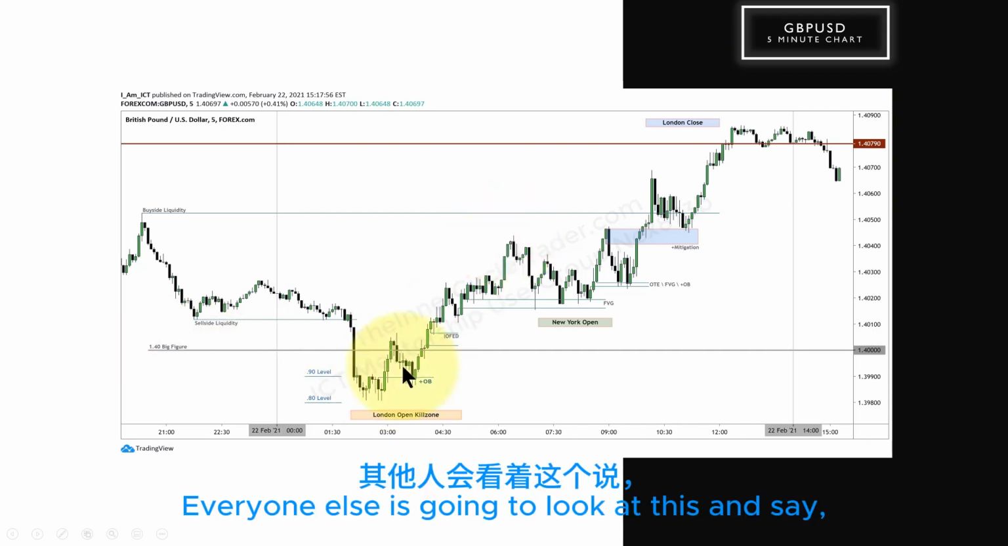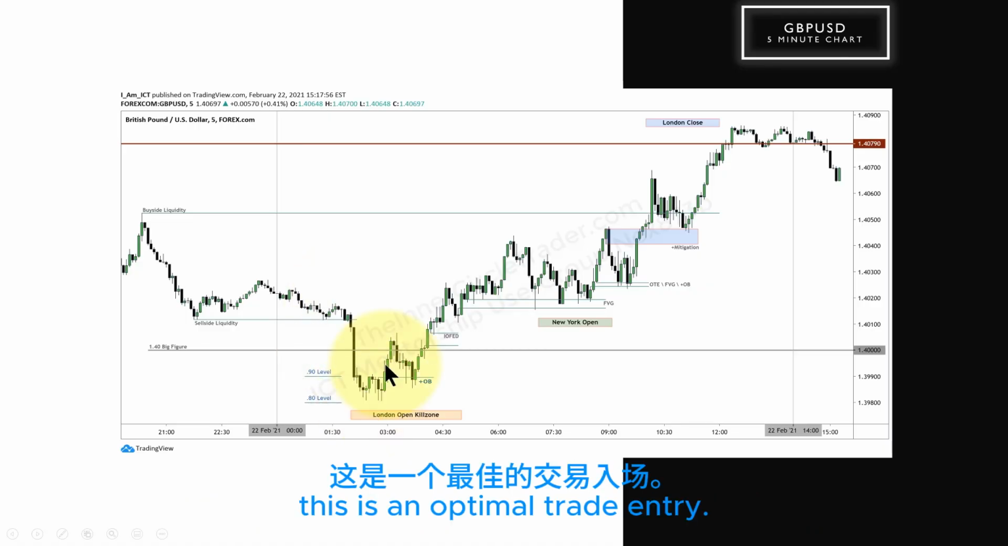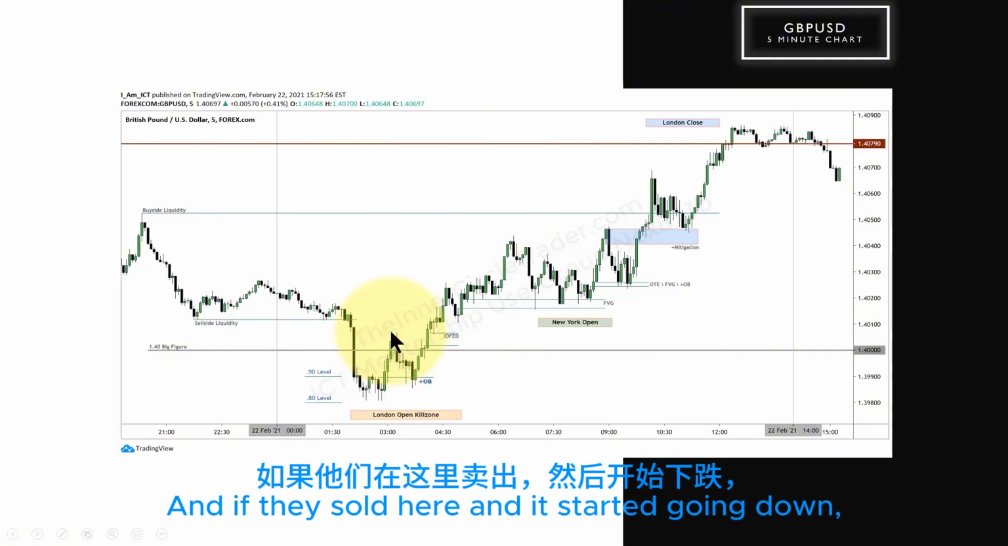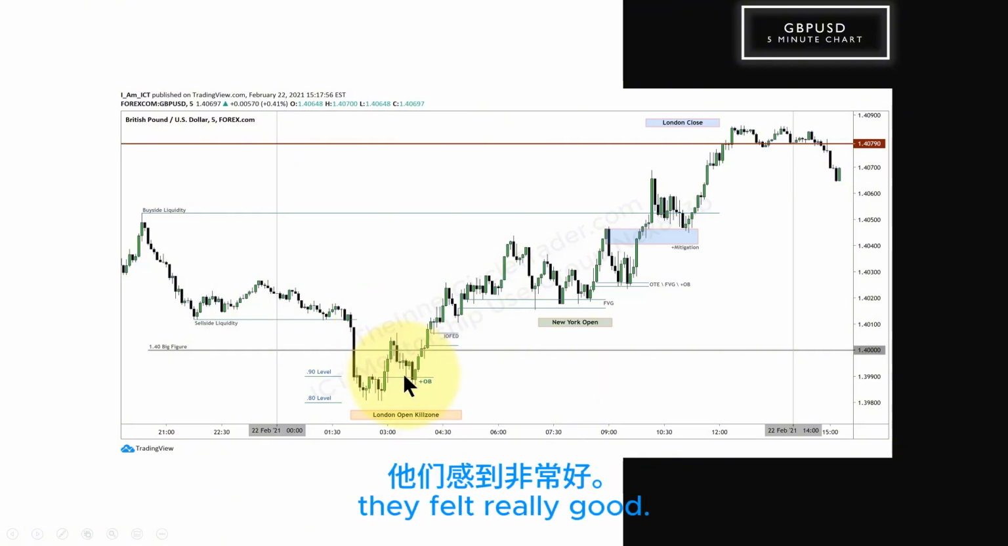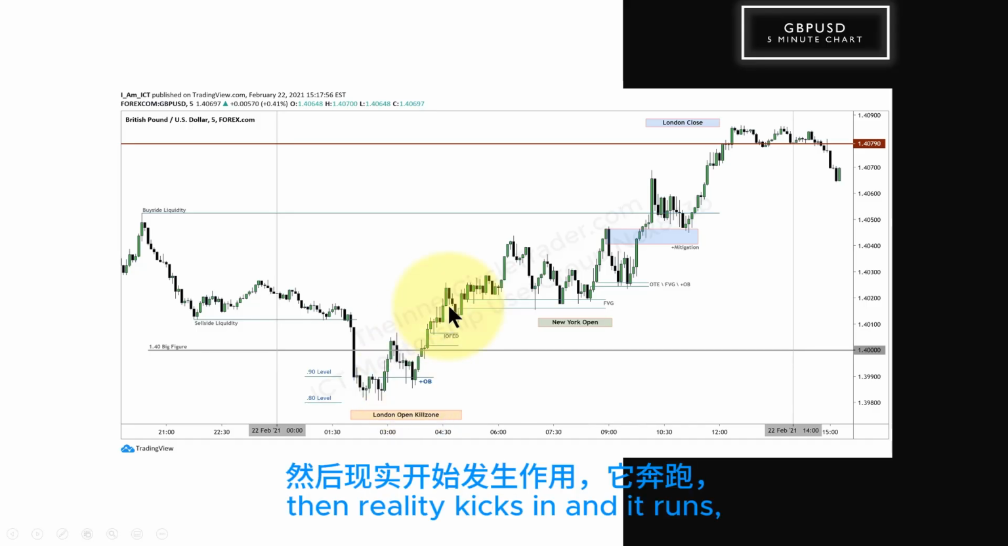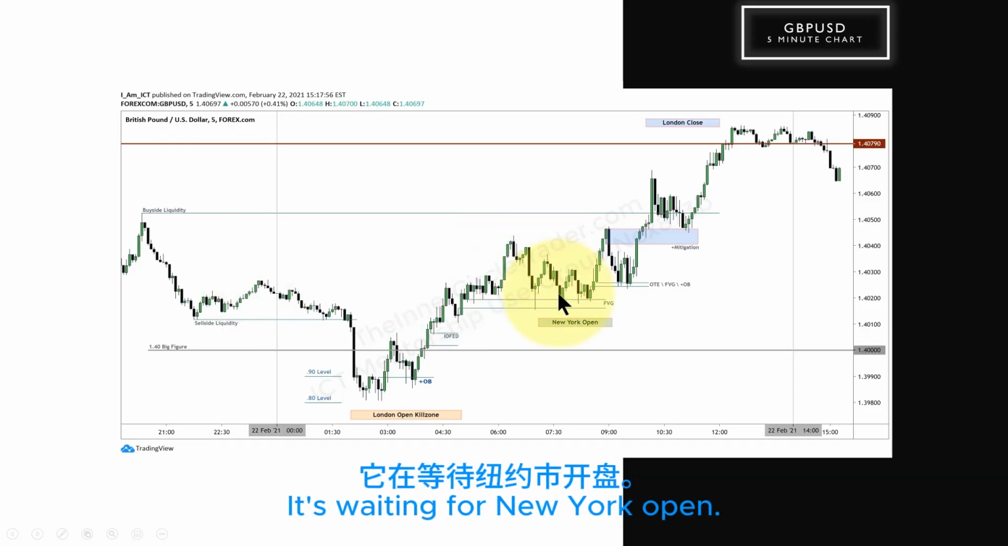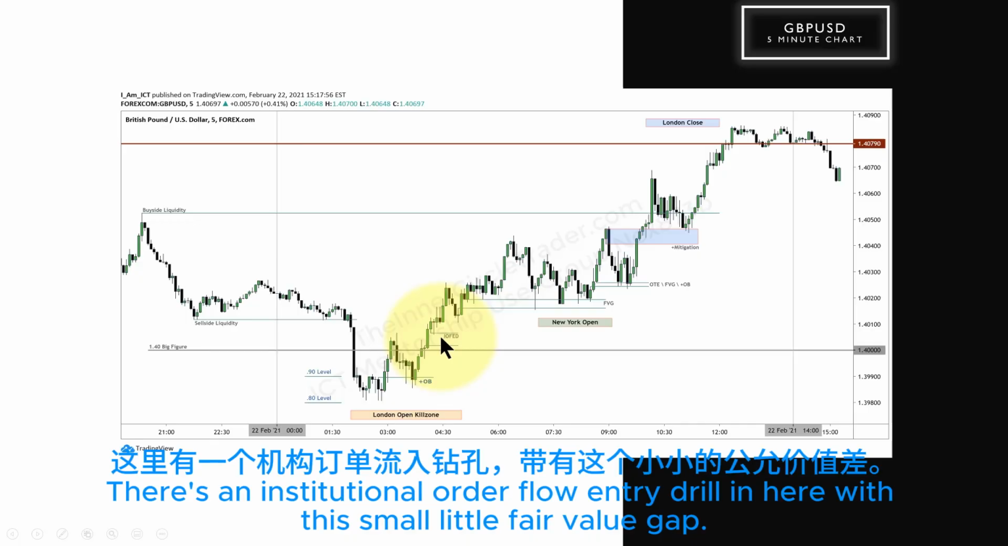It rallies. Everyone else is going to look at this and say, this is an optimal trade entry, it's a sell, and it rebalanced all this here, so therefore it has to be a sell. And if they sold here and it started going down, they felt really good, I'm sure, for a few moments. Then reality kicks in, and it runs, clears the initial buy side liquidity here, consolidates. What's it waiting for? It's waiting for New York Open. There's an institutional order flow entry drill in here with this small little fair value gap.